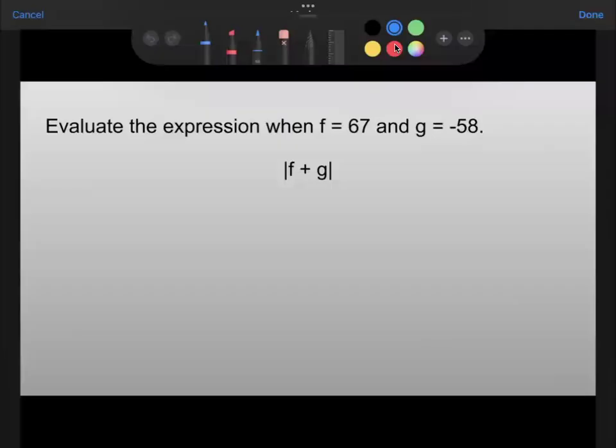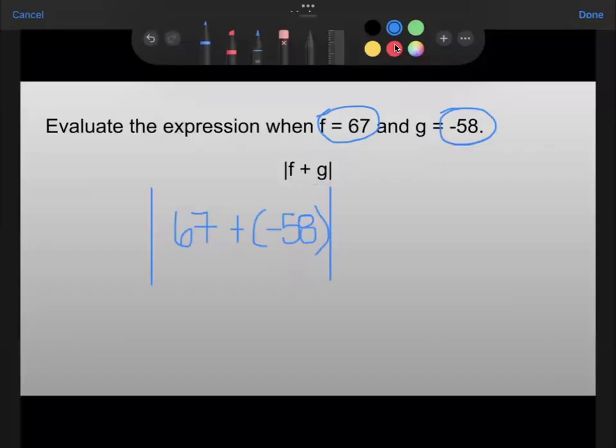So what they want to know is the distance from zero that f plus g would be. So let's go ahead and put an absolute value here, f plus g, and another absolute value. So we can go ahead and replace f with 67. So I'm going to go ahead and erase that and put 67. And then I can replace g with negative 58. So I'm going to erase g and put negative 58.